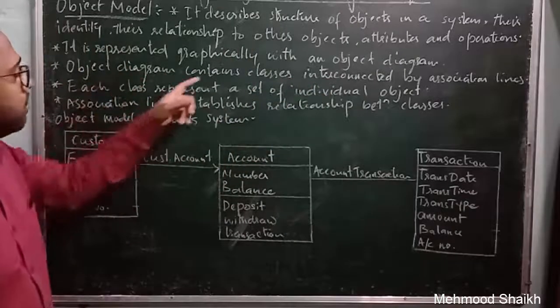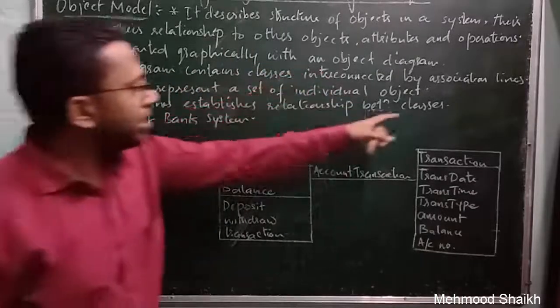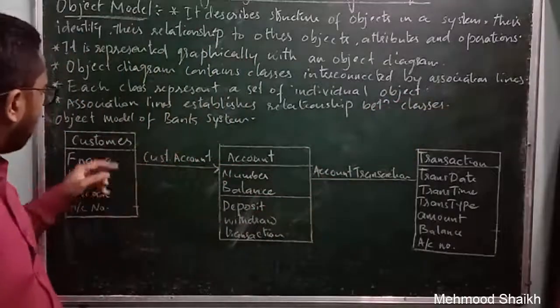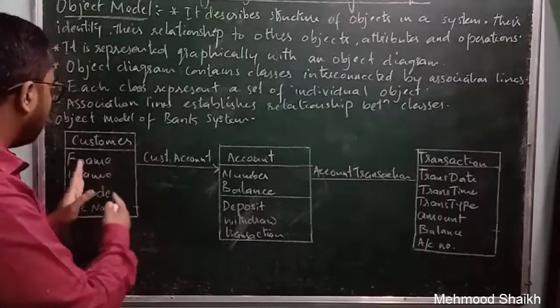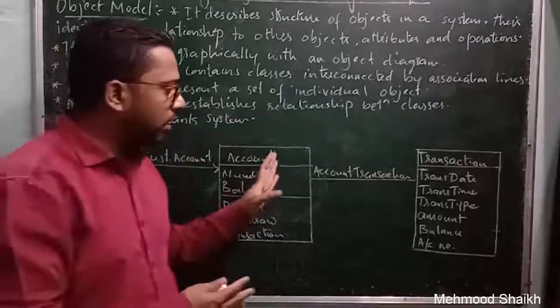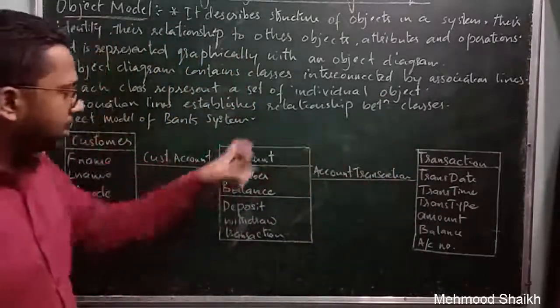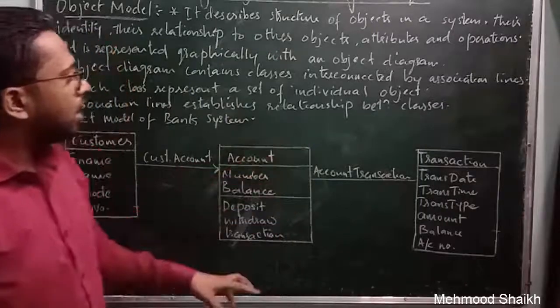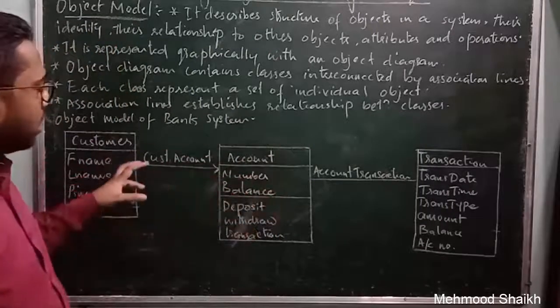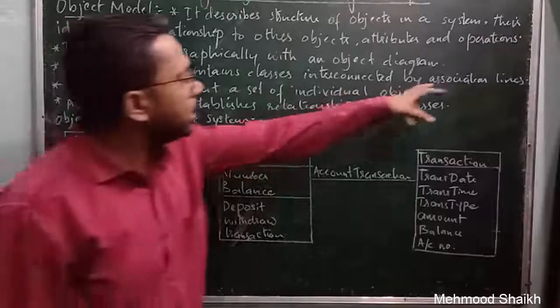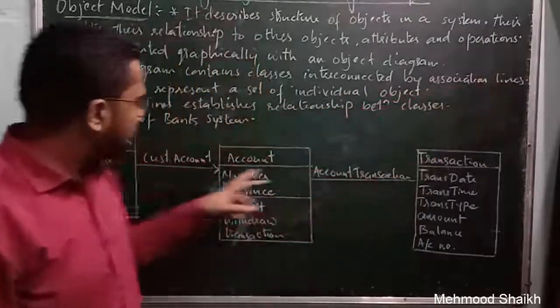Now, an object diagram contains classes interconnected by association lines. All these are the classes. We can call customer a class, we can call account a class, we can call transaction a class. We can call each and every one of these objects a class, and each of these classes is interconnected with the association lines, which you can see here.